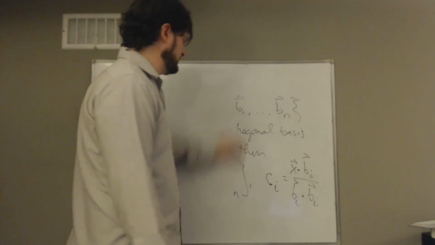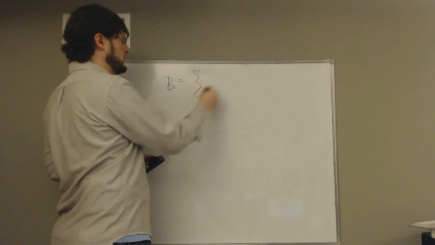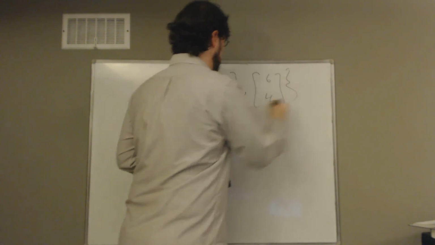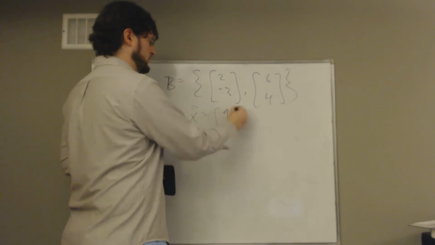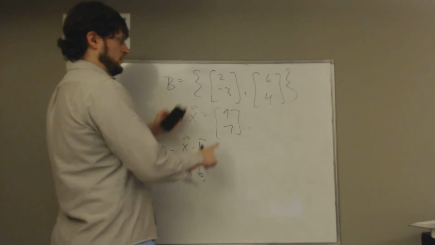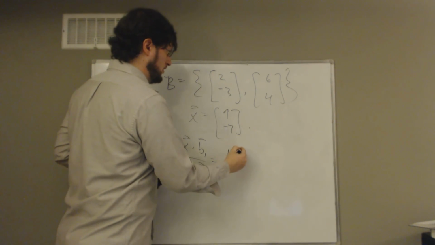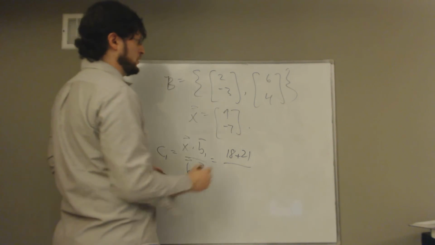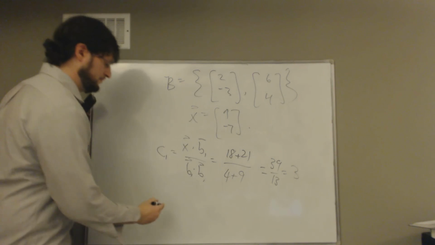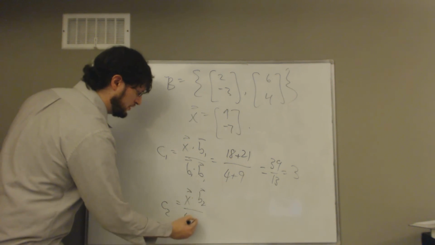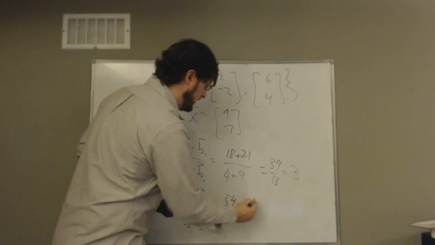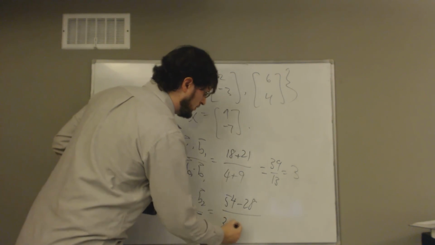So let's go back to our particular question. Remember, B was the basis 2, minus 3, 6, 4, and x was the vector 9, minus 7. So that tells me that C1 is x dot B1 over B1 dot B1, which means I have to take these two vectors as 18 plus 21 divided by B1 dot B1, which is 4 plus 9, which is 39 over 13, which is 3. And C2 is x dot B2 over B2 dot B2, which is 54 minus 28 divided by 36 plus 16.